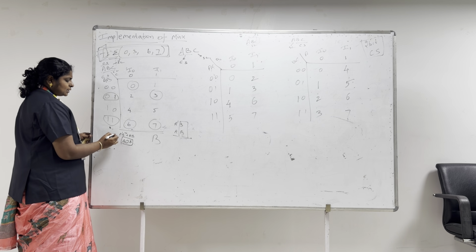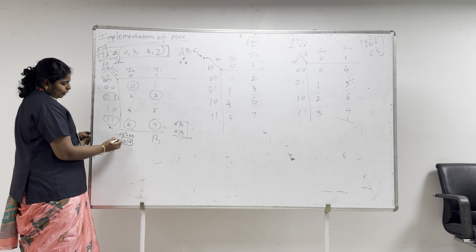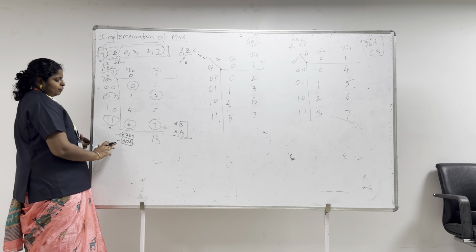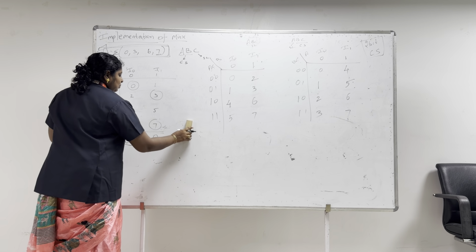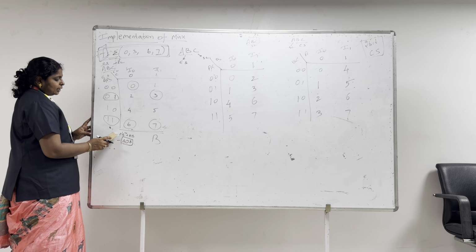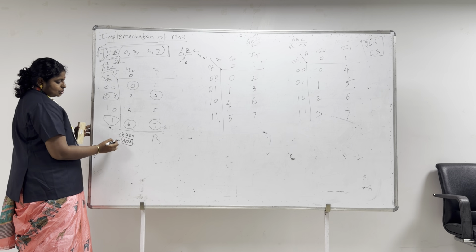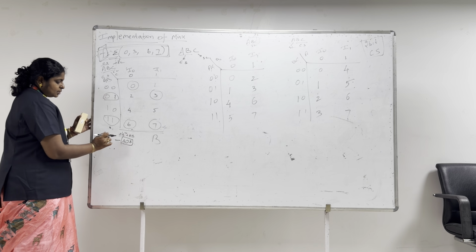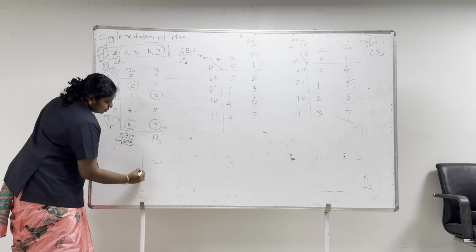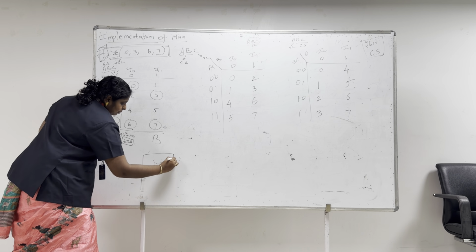You can draw the structure for this expression too, with no need to implement special gates. If you go with the special gates, the diagram will be much simplified, that's it. But both the logics are the same. Either you can draw the circuit using this or using this. I'll go with this, not with this, right? Special gates are also available in the market.